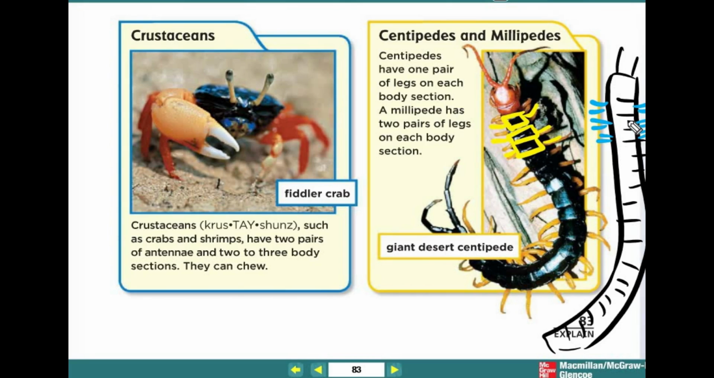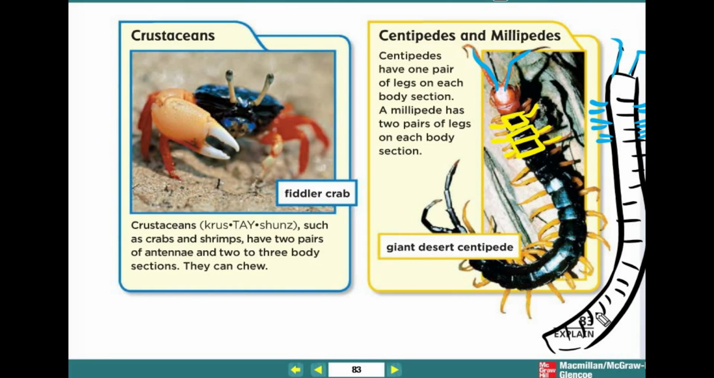Also, the centipede will be a predator, while the millipede is a friendly animal that doesn't harm anyone. As you see here, they have long antennae. And that's the difference between centipede and millipede.